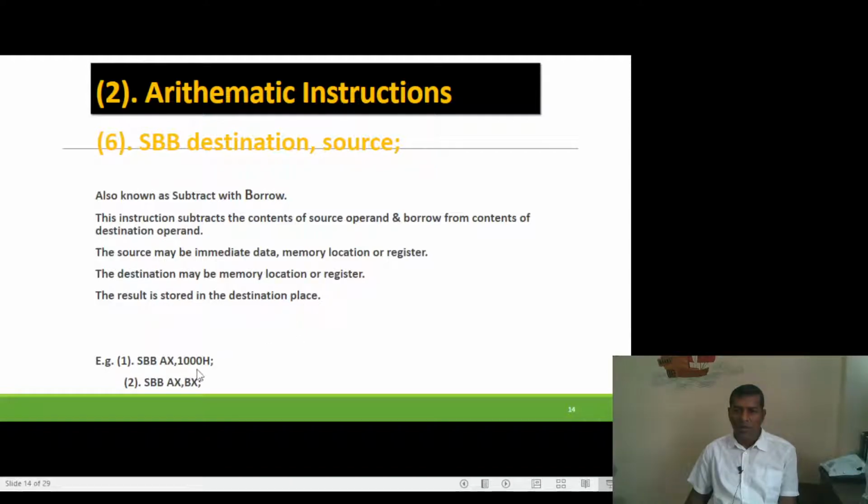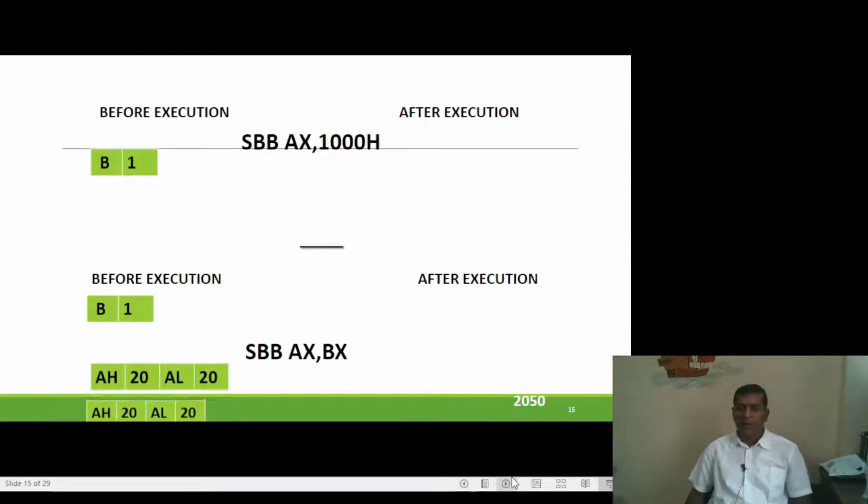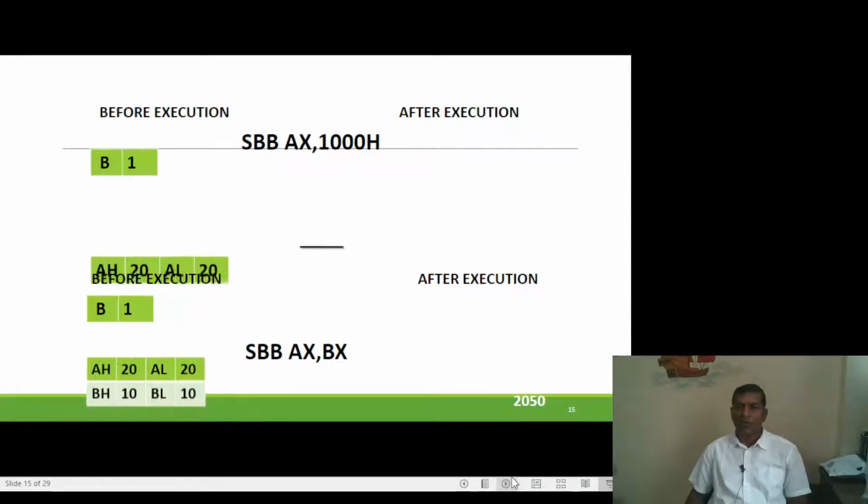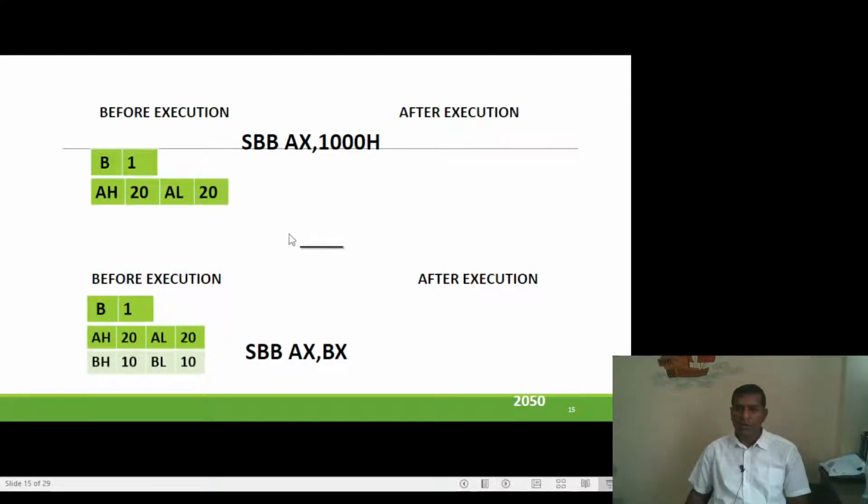SBB AX, 1000H. This 1000H will be subtracted from AX and also the borrow. The final result will be stored at AX. Same with this, contents of BX are subtracted from AX and the borrow will also be subtracted from AX, and the final result is stored at AX. This is how the instruction executes.